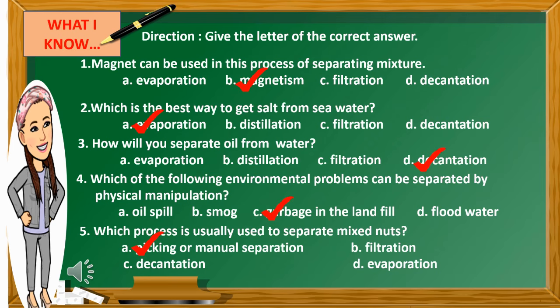Garbage in the landfill. Question number 5. Which process is usually used to separate mixed nuts? Correct. Letter A. Picking or manual separation. Congratulations, children!